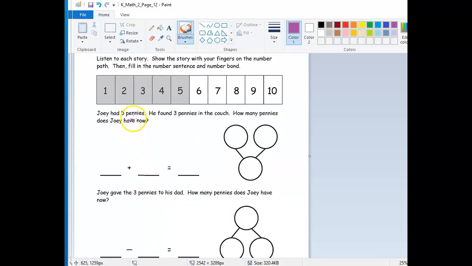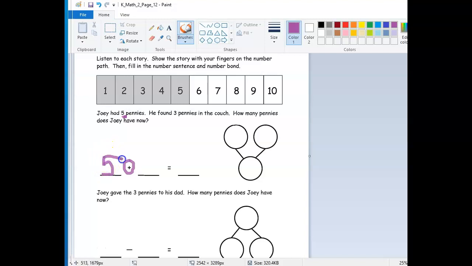It says, Joey had 5 pennies. He found 3 pennies in the couch. How many pennies does Joey have now? So I'll circle my sign so that I know what kind of problem I'm working. What kind of problem am I working? Yes, a plus problem. He finds more. So how many pennies did Joey have to begin with? Yes, 5. So 5 is our first part.